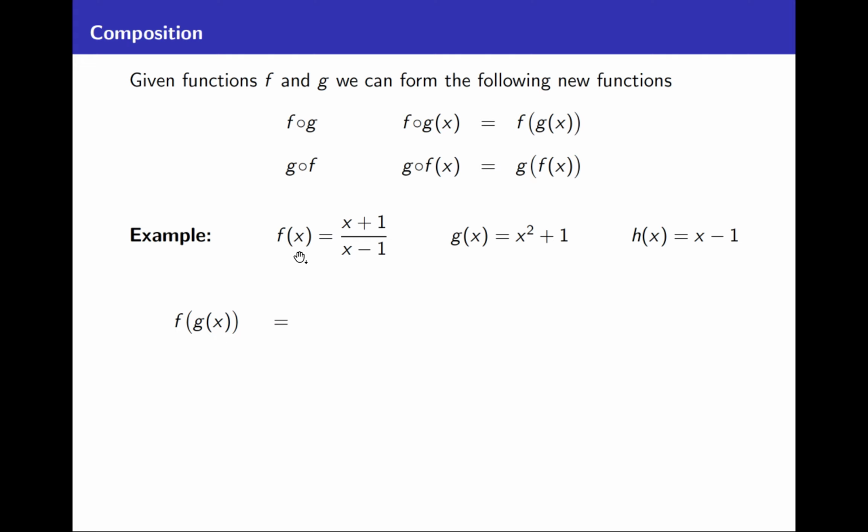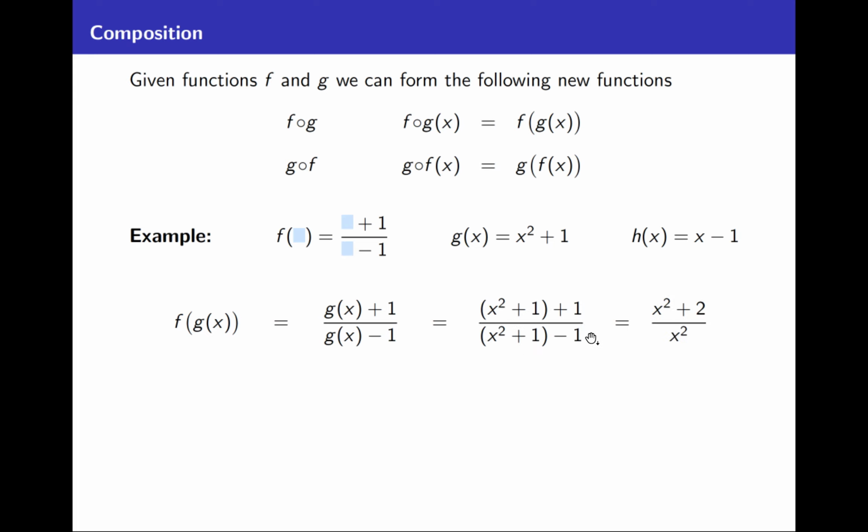Now, to figure this out, it's helpful to think about our function f that we're plugging the g of x into as being a sort of template. Maybe get rid of that x and just think about that as f of a blue box is the blue box plus 1 over the blue box minus 1. And you could plug in anything into this blue box. In particular, you could plug in a g of x into the blue box. So f of g of x would be g of x plus 1 divided by g of x minus 1, which we have here. Then in turn, g of x is x squared plus 1. So we replace each of these occurrences of g of x with that. And then we simplify. So f composed with g of x is x squared plus 2 over x squared.